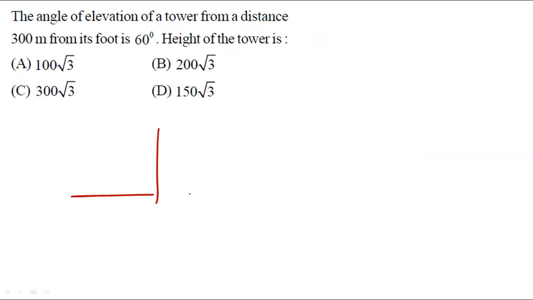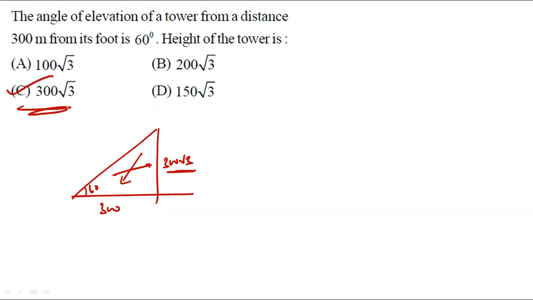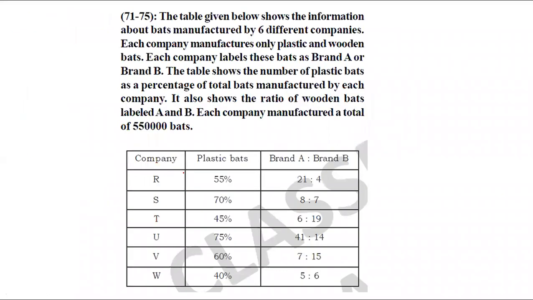The angle of elevation of a tower from a distance of 300 meters from its foot is 60 degrees. See, this side is 300 and this angle is 60. Opposite to 30 is 300 means opposite to 60 is 300 root 3. So the height of the tower is 300 root 3. Always remember, in a 30, 60, 90 triangle, if opposite to 30 is x, opposite to 60 will be root 3 x, and opposite to 90 will be 2x. Opposite to 30 is 300, so opposite to 60 will be 300 root 3.